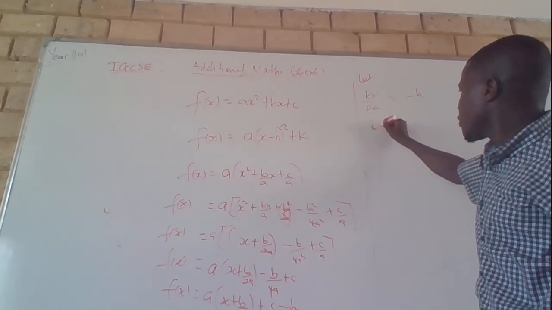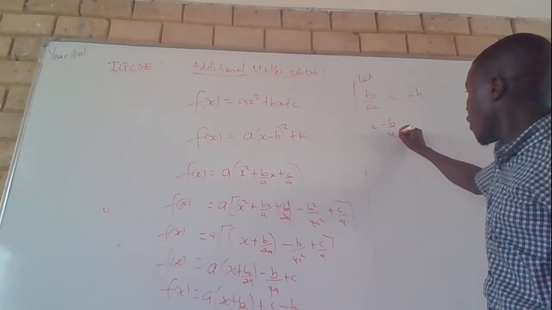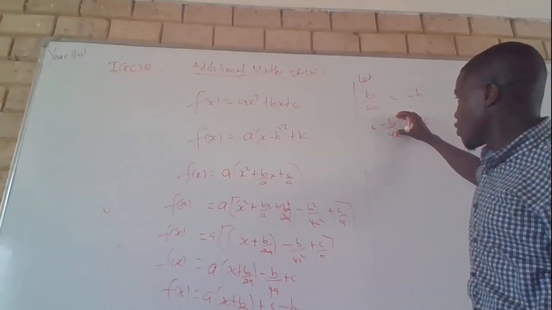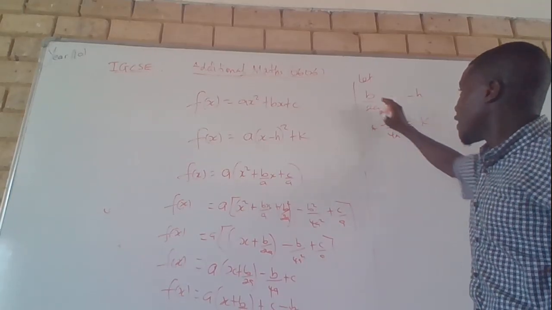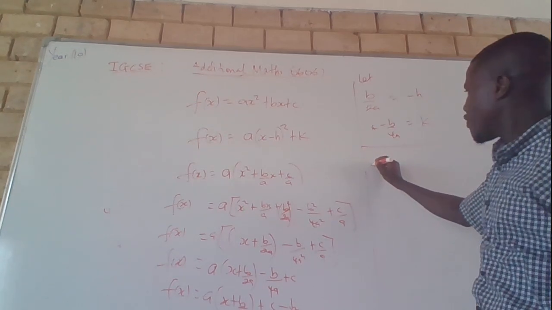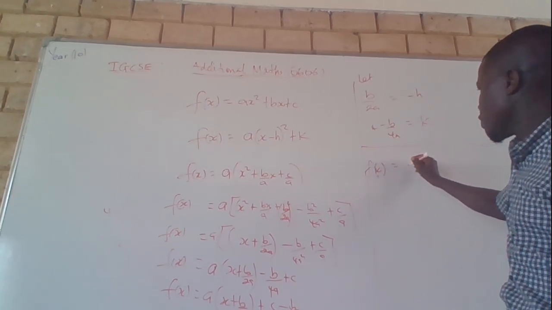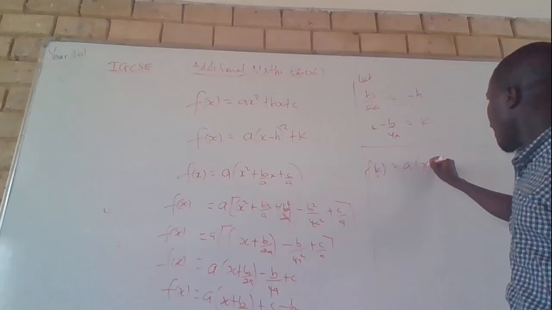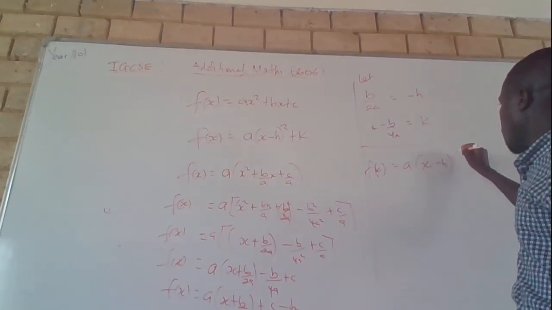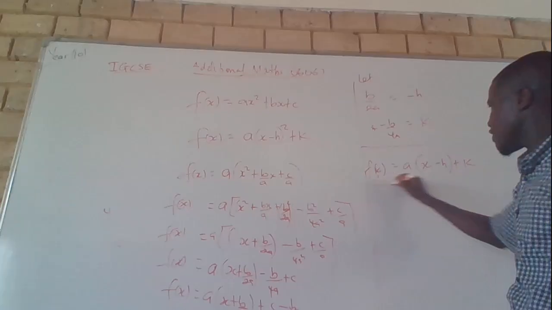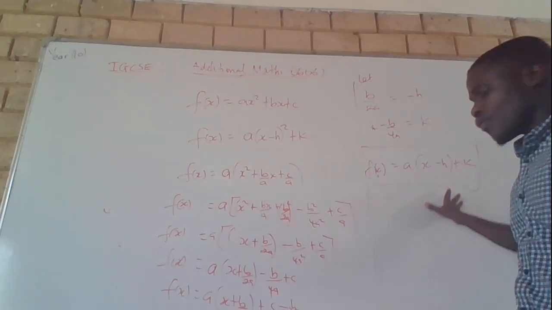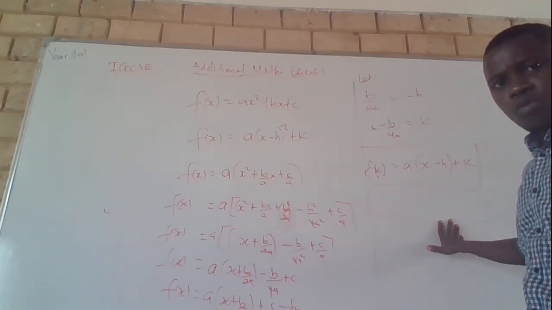Plus c minus b over 4a equals k. We are letting them. So whenever we see c minus b over 4a, we put k, and this we put minus that one. So finally, we have f of x equals a brackets x minus h all squared plus k. This is the standard quadratic factorization method, which is called completing the square.